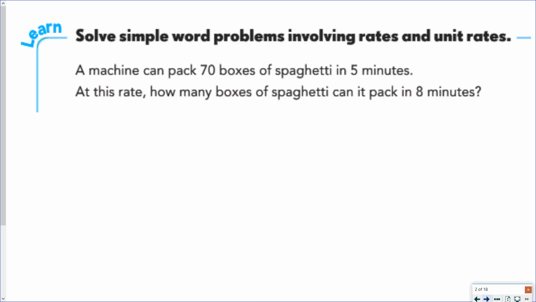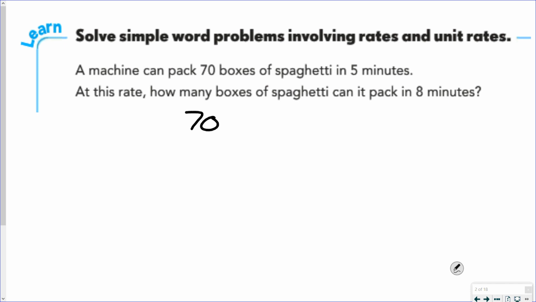In our first example here, we have a machine that can pack 70 boxes of spaghetti in 5 minutes. And so we want to figure out how many boxes it can pack in 8 minutes. Now, if the question asks us how many boxes of spaghetti it can pack in 10 minutes, that'd be pretty easy to figure out because we could multiply everything by 2, because there are two 5 minutes in 10 minutes. But there's not an easy way to go from 5 minutes to 8 minutes.